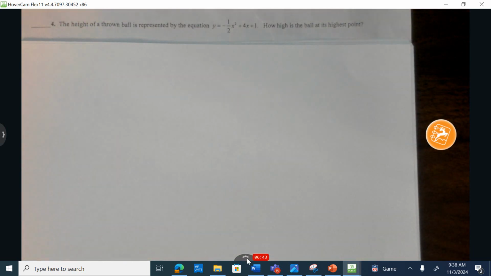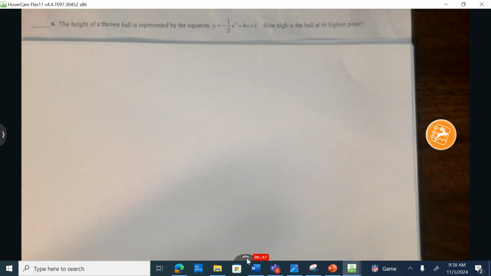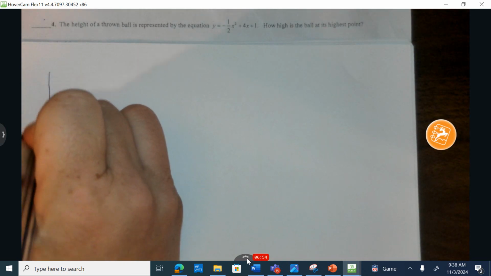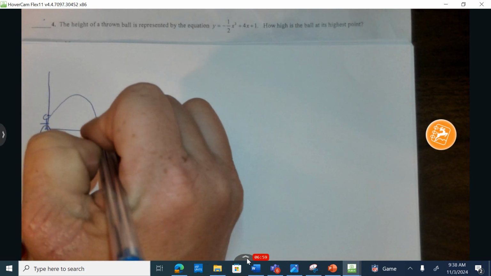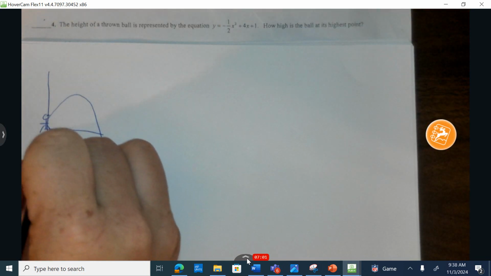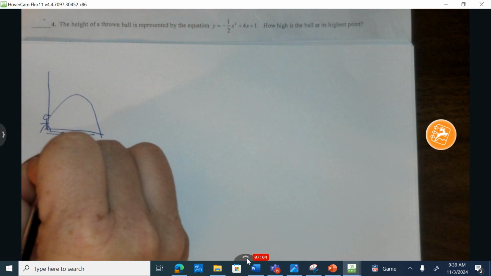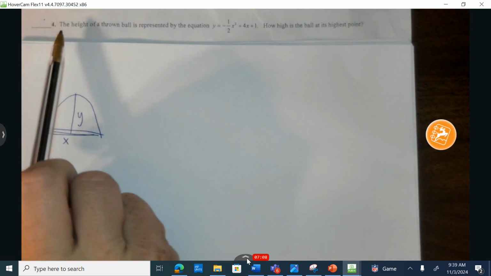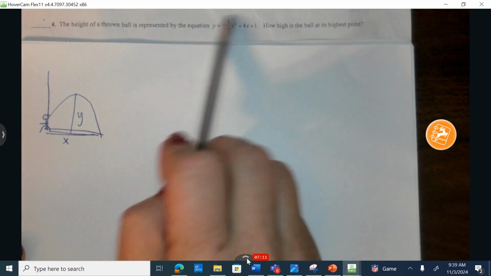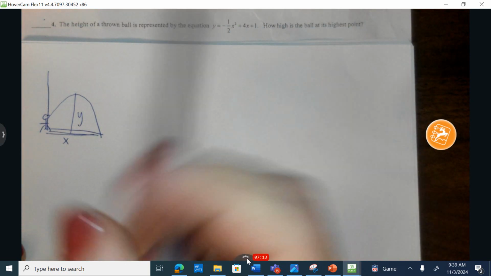If you were in class on Friday, I shared with you the options we have for 4. The correct answer does not exist, so I asked students to write the correct answer off to the side. The height of a ball thrown is represented by the following equation. Let's see what this would look like. Here is a person, they throw the ball, it goes up to a high point, and then it comes back down. So x represents the distance the ball travels horizontally, and y represents the height. The question asks: how high is the ball at the highest point?